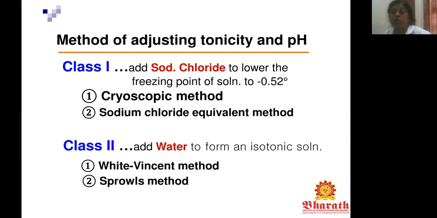Methods of adjusting tonicity: here we have class 1 and class 2. In class 1 we add sodium chloride to lower the freezing point of the solution, so we call it the cryoscopic method and the sodium chloride equivalent method. In class 2 we add water to form the isotonic solution. This can be explained by the White-Vincent method and the Sprowls method.